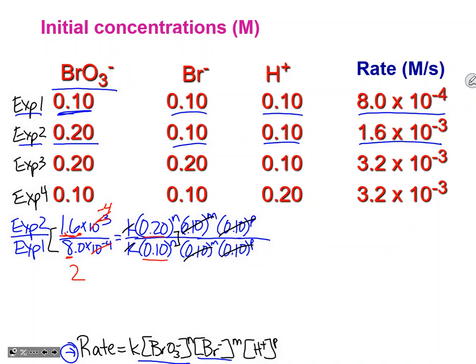And then we have the 0.2 divided by 0.1 raised to the n. So what is 0.2 divided by 0.1? 0.2 divided by 0.1, that's 2, right? Raised to the n there, like so. Yeah, so now 2 equals 2 to the n. What is n going to be then? n equals 1, because 2 to the first power equals 2. Does everybody see that? So technically this n now we figured out is a first order reactant. It's a 1.